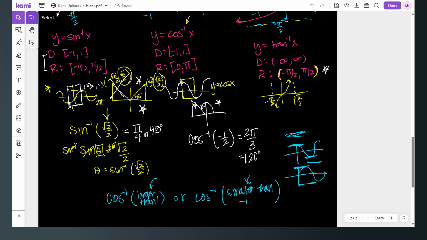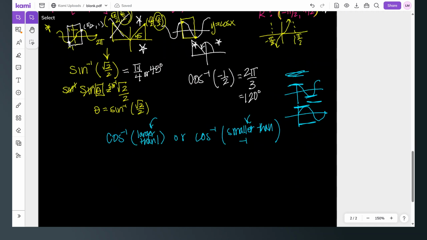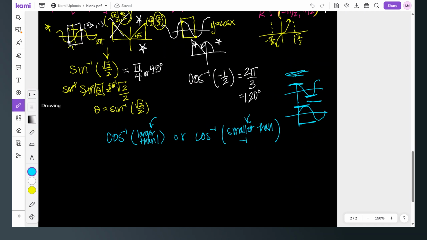All right, last thing. Let's say that they have something like this, cosine inverse of cosine of pi over 8. All right, so here's the deal on this. We know that for cosine inverse, we have to stay in quadrants 1 and 2.